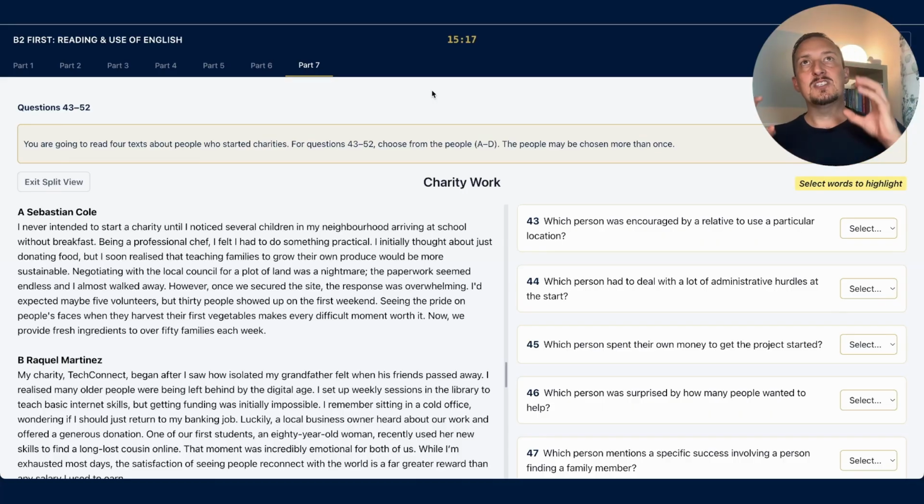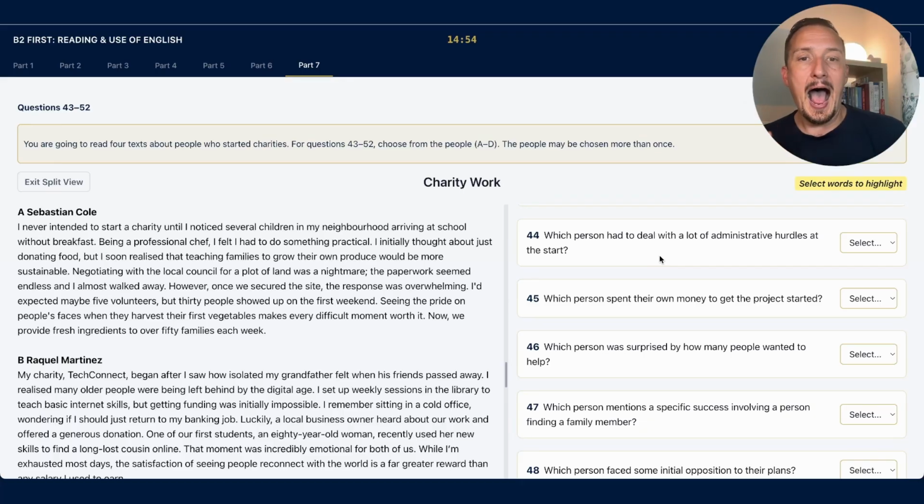It might be a text where 4, 5, or 6 different people are saying something, or it might be one continuous text, like a newspaper article, for example, where you are then asked to locate specific information. So you are given a list of questions, and you must choose which paragraph or which section these belong to. So there's a lot of scanning for specific information here. Skimming and scanning are going to be really important here.